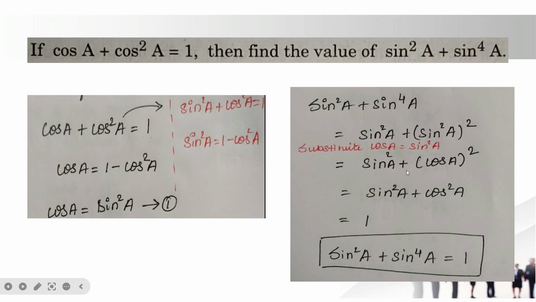So sin square A plus cos A the whole square. Cos A the whole square you can write as cos square A. So sin square A plus cos square A is 1 according to the identity. So after simplifying the first equation and substituting in this, we got the value as 1: sin square A plus sin power 4A equal to 1.